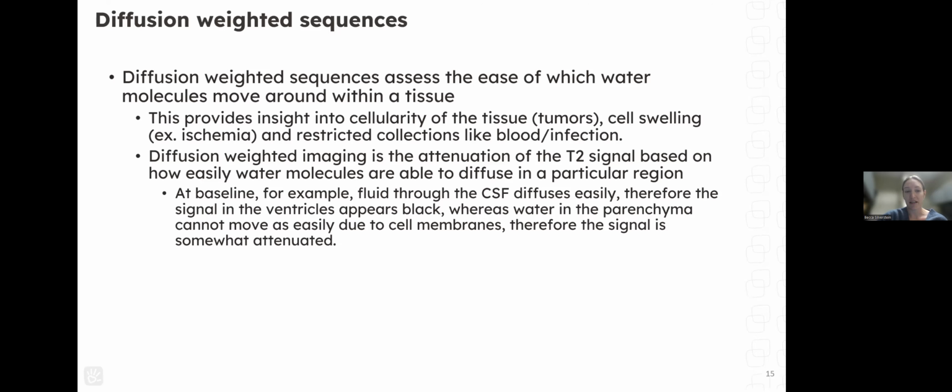So just think, when you're looking at them, I'm looking at how easily water is moving through that particular area. At baseline, for example, fluid in the CSF system diffuses easily, therefore the signal in the ventricles appears black. Whereas water in the parenchyma cannot move as easily due to cell membranes, and therefore the signal is somewhat attenuated, so suppressed. So just keep that in mind. We're going to go over the images, and then I'll show you examples of these.